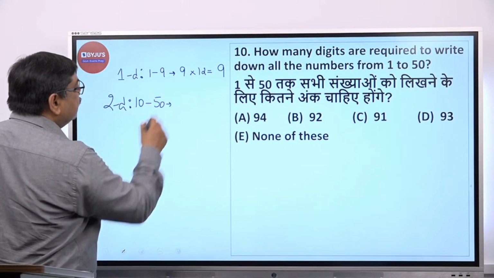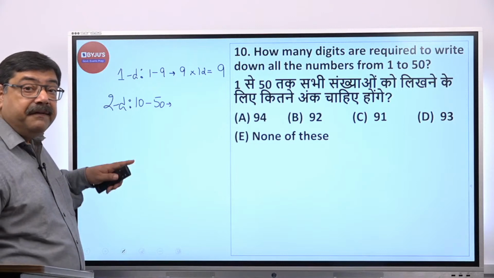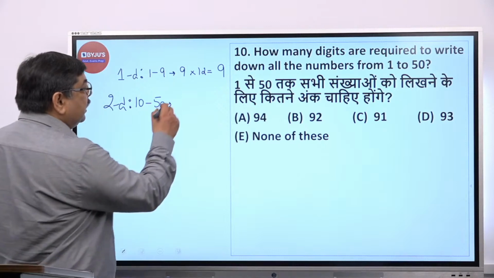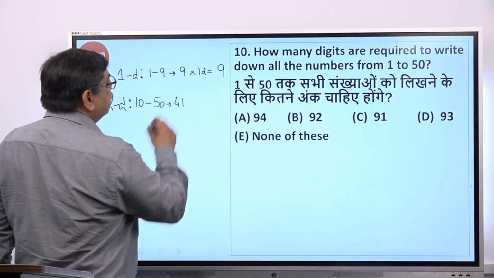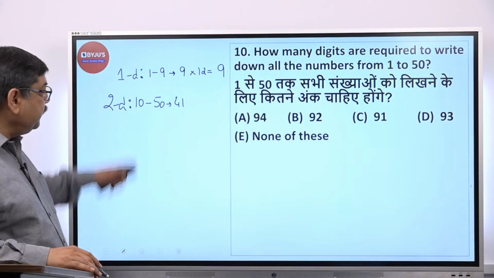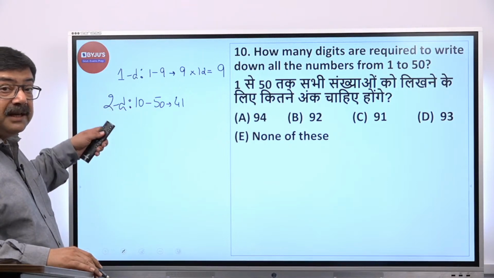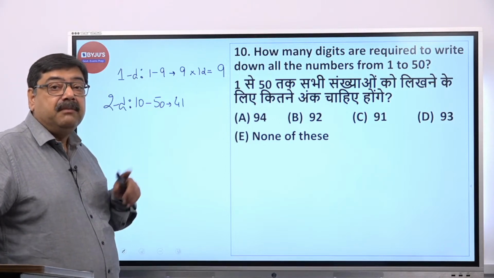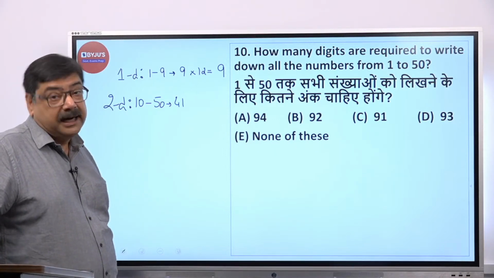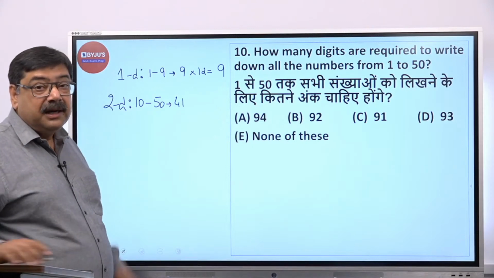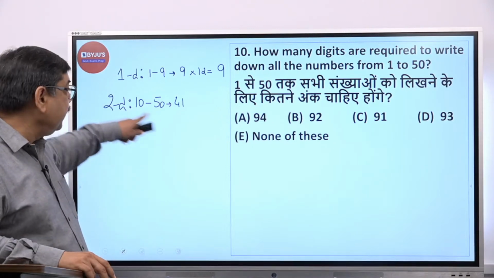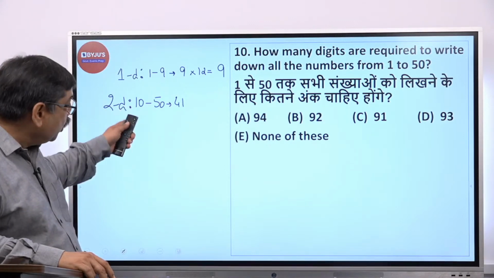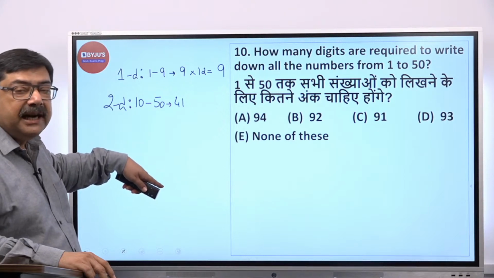10 to 50. How many numbers are these? 50 minus 10 plus 1. These are basically 41 numbers. Isn't it so? 1 to 10, how many numbers are these? 10 minus 1 plus 1. 10 numbers. 10 minus 1 is 9, no? You can't take the difference between the two alone. Take the difference, add 1. Then both 10 and 50, both the values will get included.